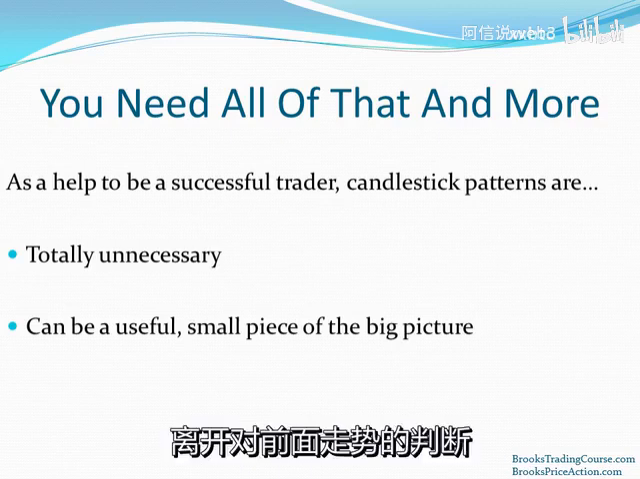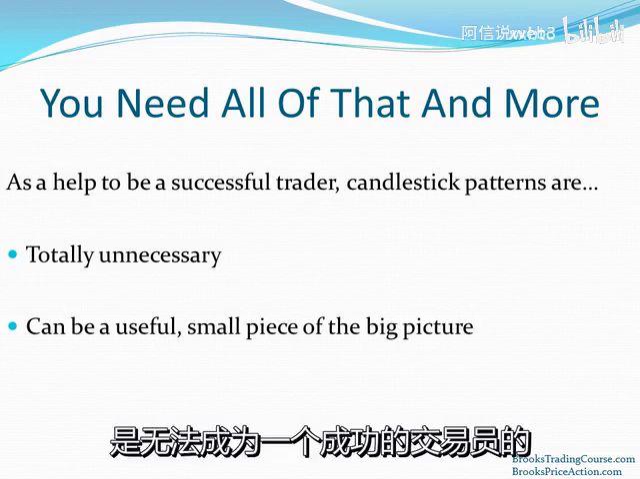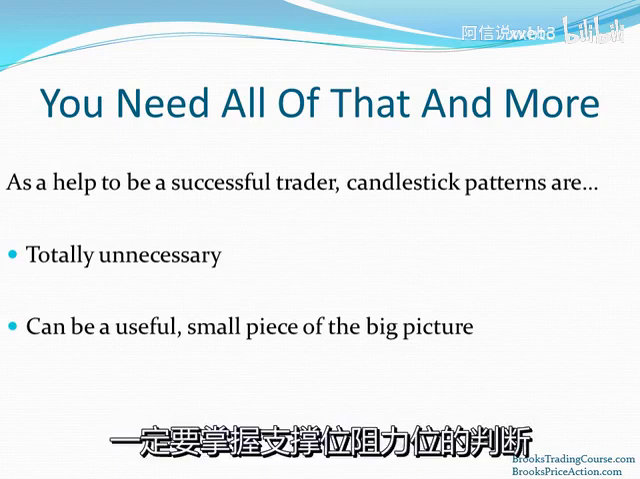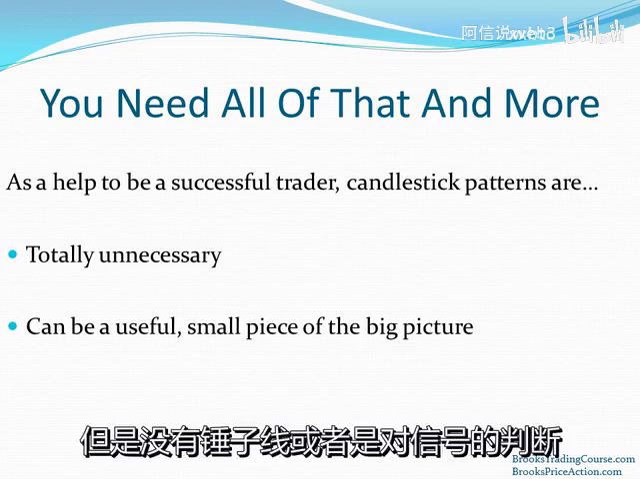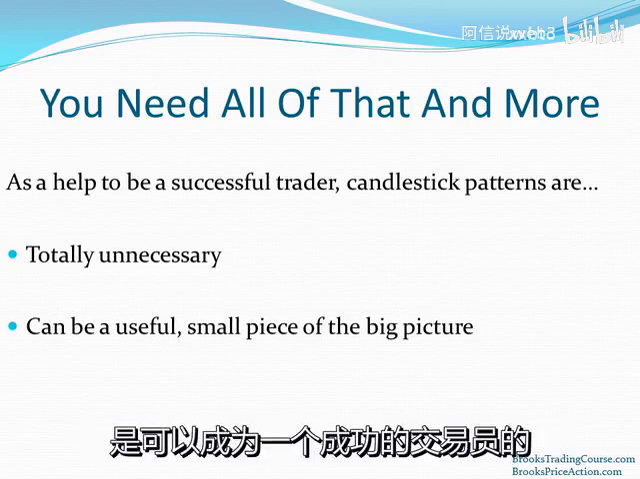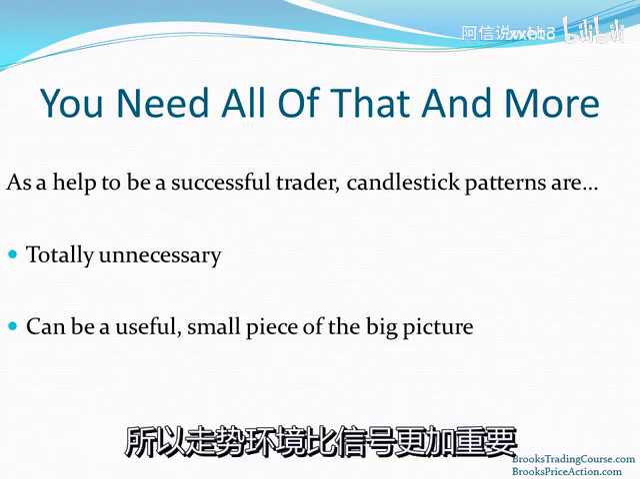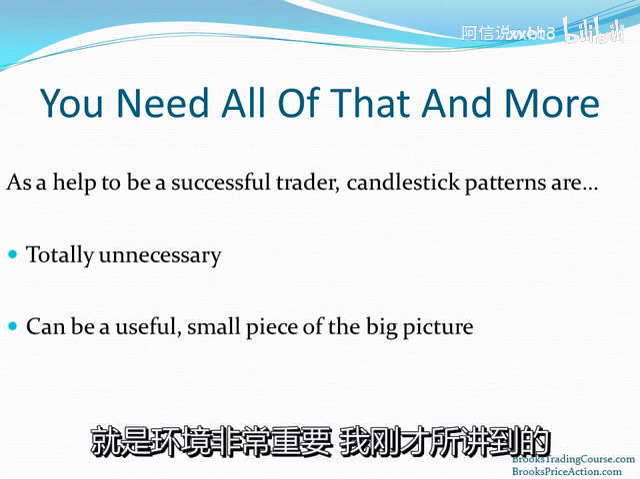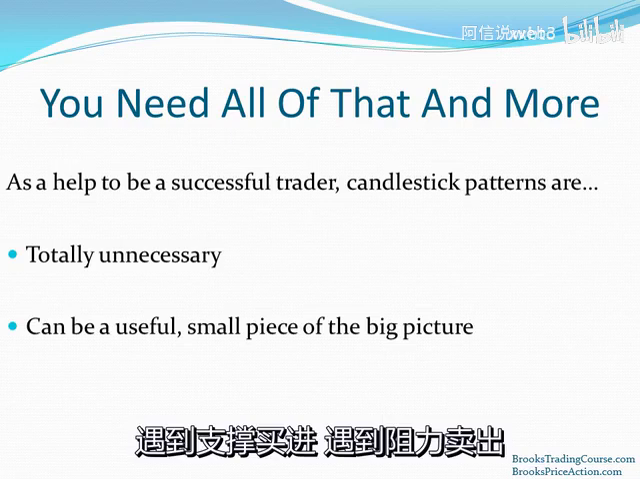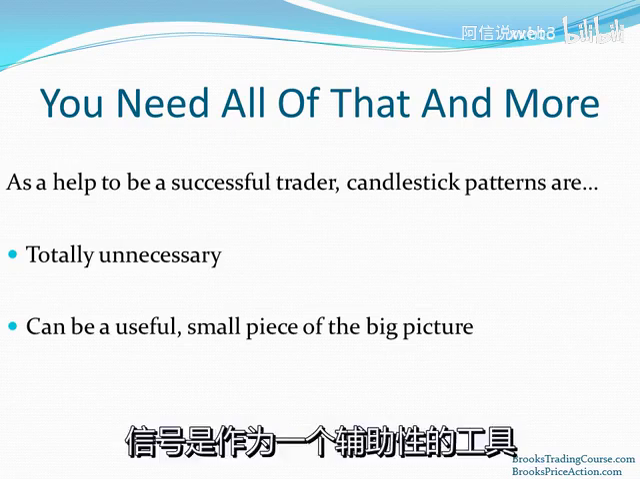And you cannot be successful as a trader without all of that stuff to the left, all the support and resistance. You can be successful as a trader without candlestick patterns and without the signal. So, the context is far more important than the signal. Both go into making a setup, and the best setups have a strong context, like buying near support, selling near resistance, and a good signal bar to help trigger the trade.